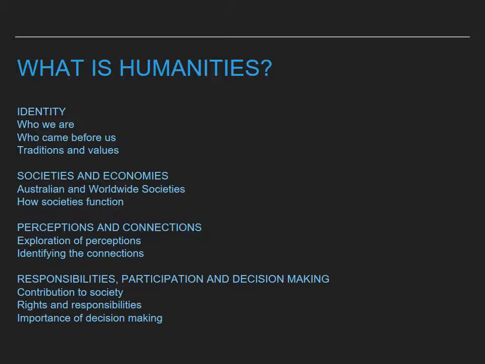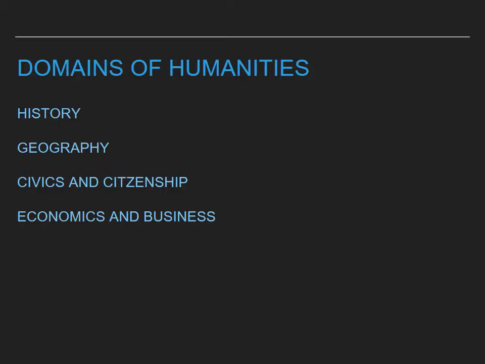Students will be able to examine how individuals and groups have participated in society in the past and present. They examine the rights and responsibilities they have had over time and in different contexts. Humanities involves the learning areas of history, geography, civics and citizenship, and also economics and business. These subjects help students develop multiple skills for their everyday life and understanding.